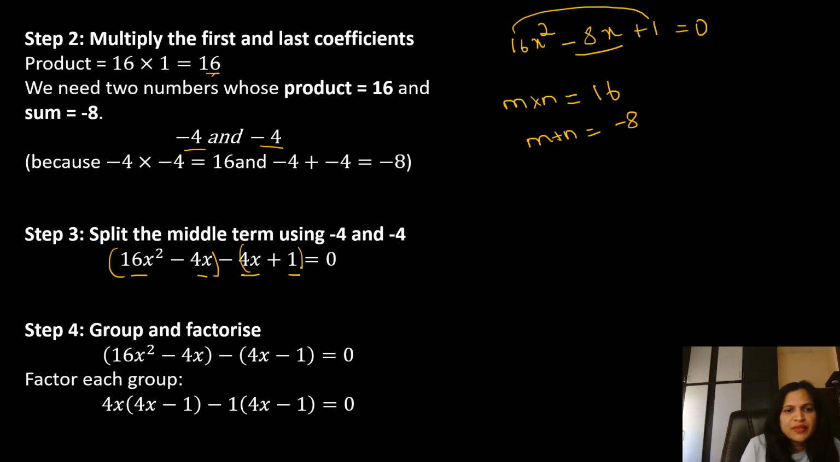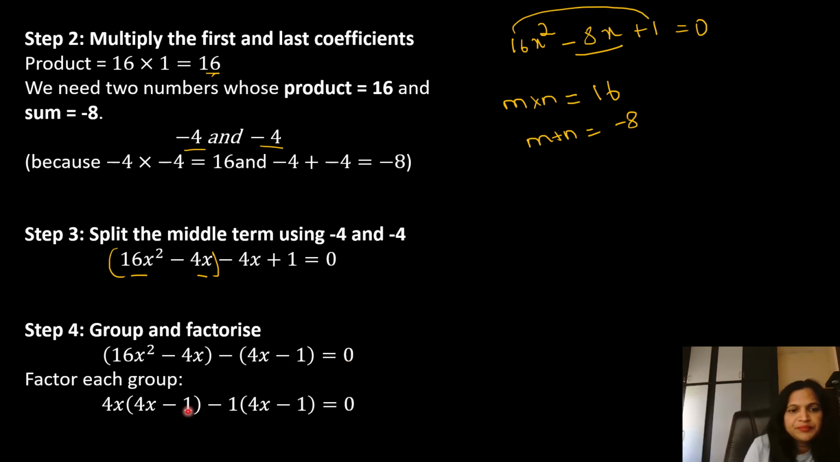How to group? See, 16x square minus 4x, then minus of, take the minus outside. Inside the bracket, 4x, it is plus here. Minus into minus is plus, that's why it becomes minus 1 inside. Minus of 4x minus 1 equal to 0.